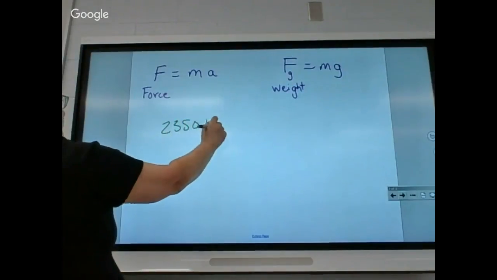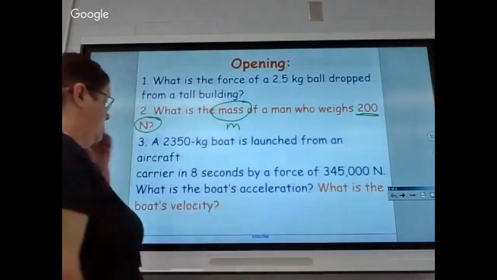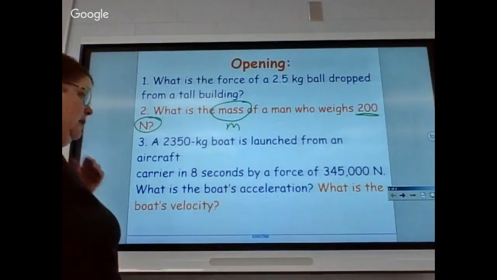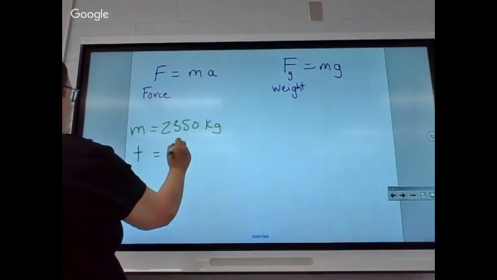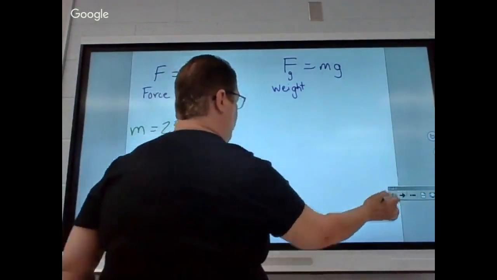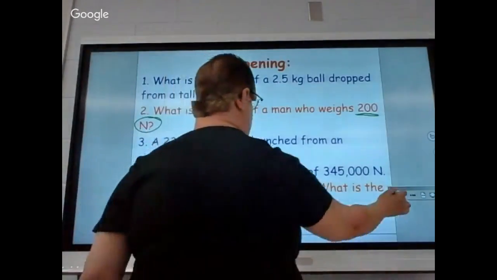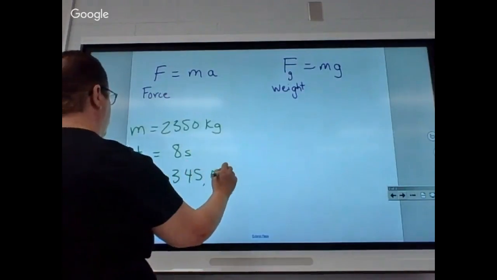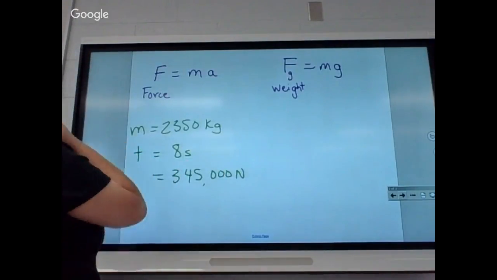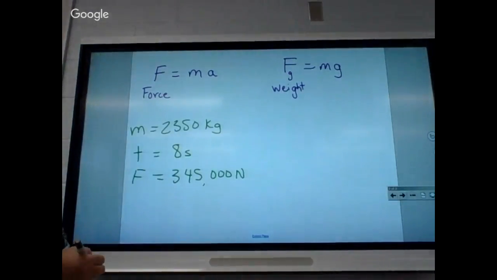2,350 kilograms, you said, was mass. All right. If we keep reading, what is the 8 seconds? Okay, that's the time. And if I keep going, we've got one more number. It's 345,000 newtons. So what is that? Okay. And they want acceleration, right?